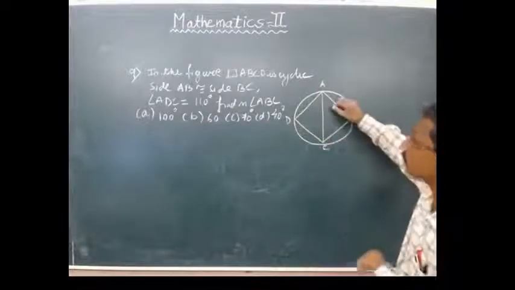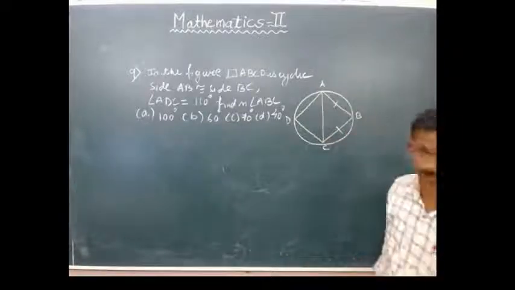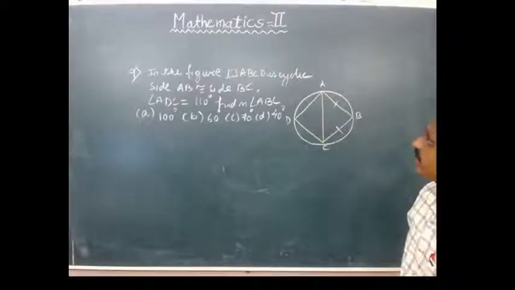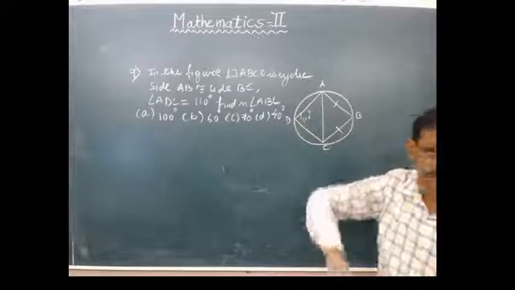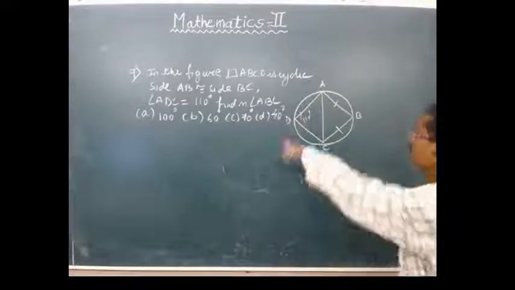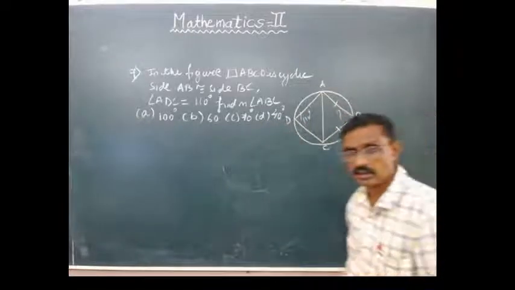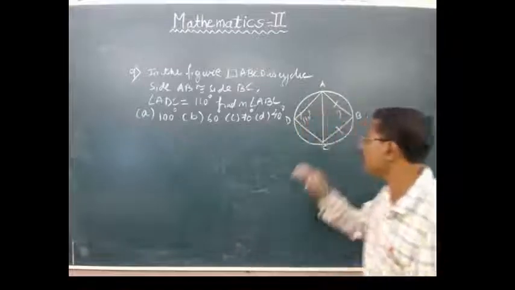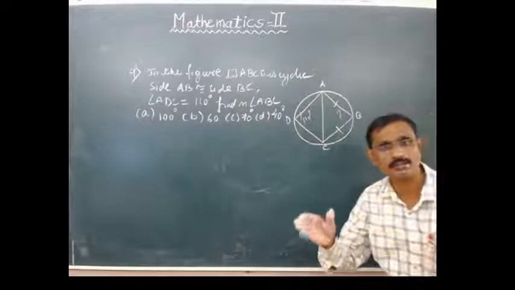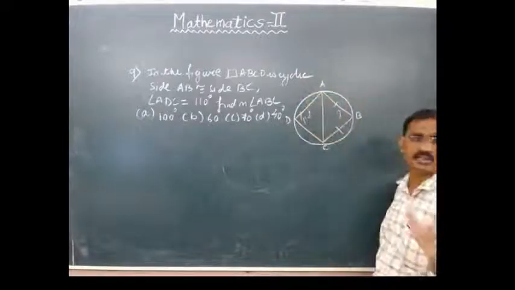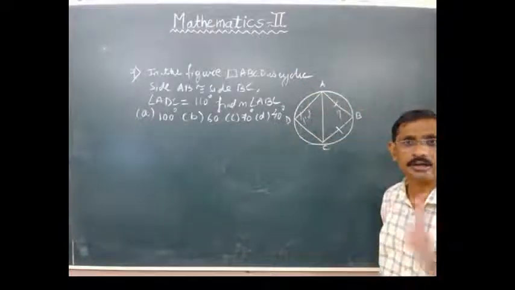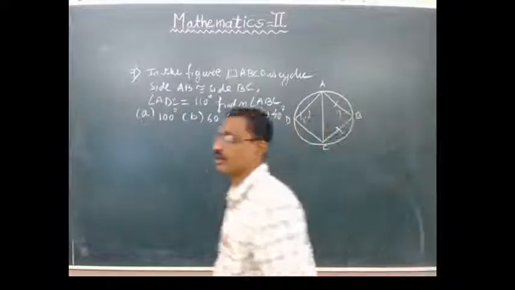And what is given over here? Side AB congruent to side BC, and measure angle ABC is given to me as 110 degrees. And they told me to find this. Can we find this? Yes, we can definitely find this, because as per the theorem, the opposite angles of a cyclic quadrilateral are supplementary. And how much is supplementary? 180 degrees. So let's start and see.